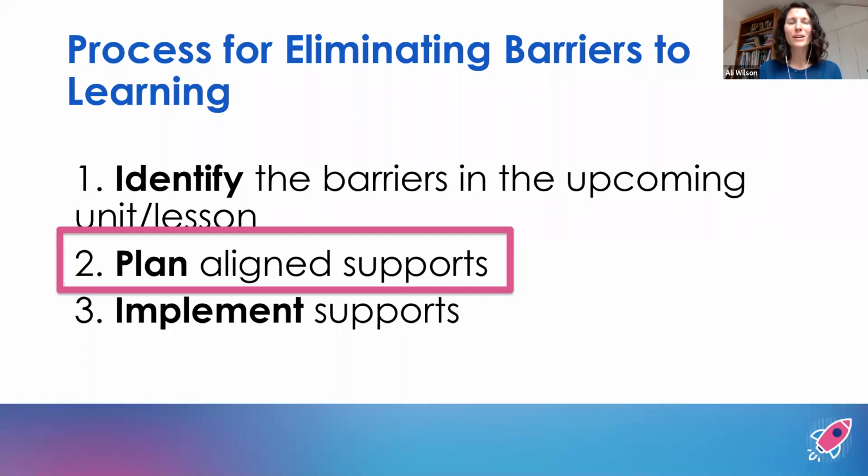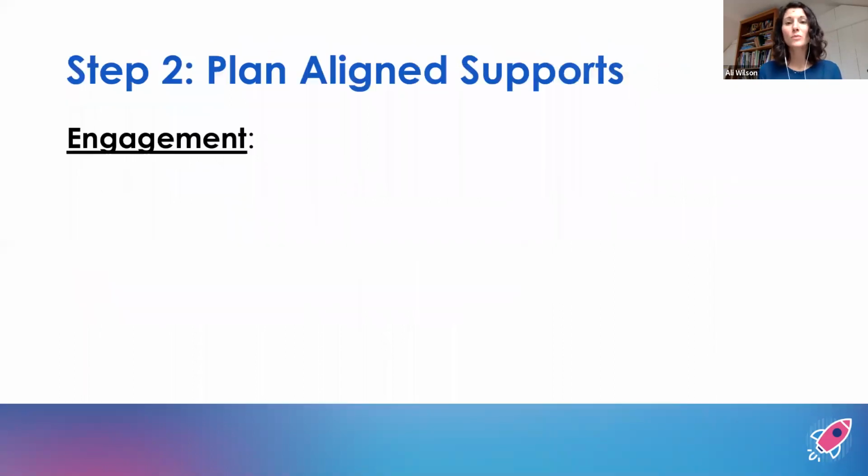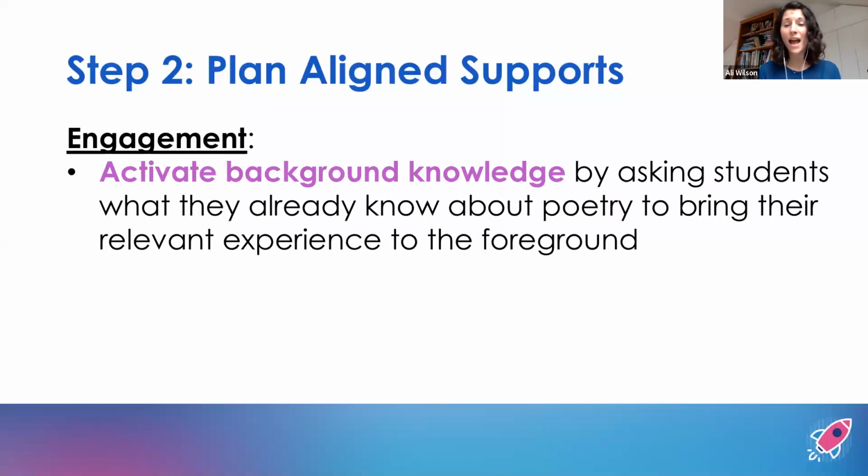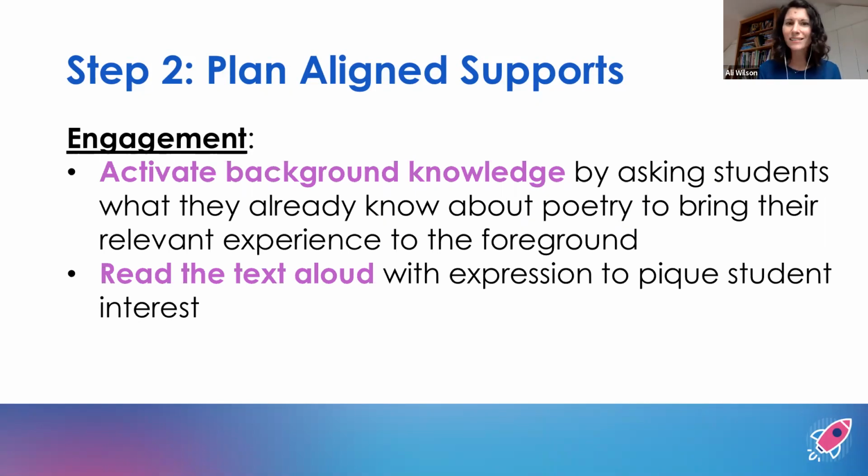So we're going to take a look at all the possibilities, and then we'll think about the supports that Miss Yardley actually put in place. So as we do this, continue to consider what you might prioritize for your students in your classroom. So when we think about aligned supports for engagement, we might activate background knowledge by asking students what they already know about poetry, and that brings their relevant experience to the foreground. This is also an aspect of culturally responsive teaching. We might read the text aloud so they don't have to worry about reading it all on their own, and it also might pique their interest. So those are some supports we could provide in engagement.